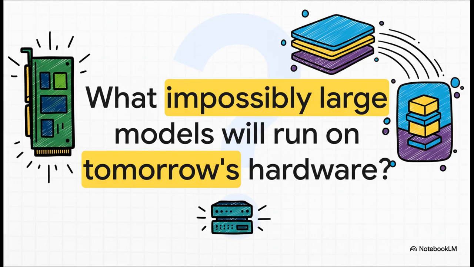And all of this leaves us with a really fascinating question to chew on. We've just seen how hardware innovation made today's giant models feel small. So what comes next? What impossibly large, maybe even trillion-parameter models are being designed right now, just waiting for the hardware of tomorrow to finally run them? The race for efficiency is definitely not over.